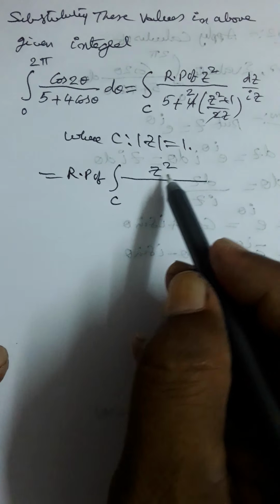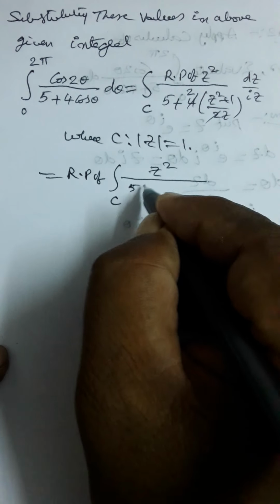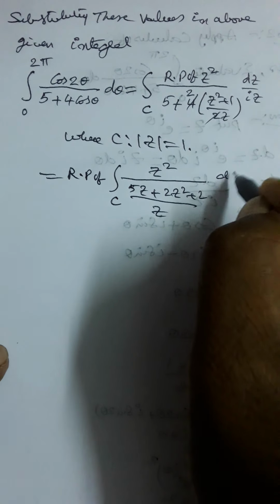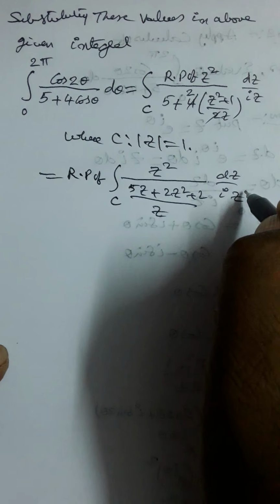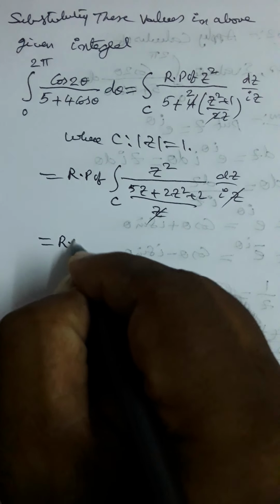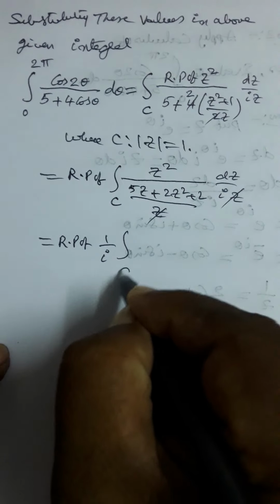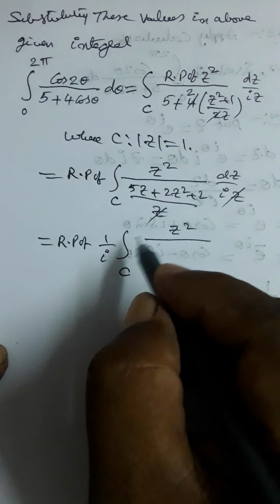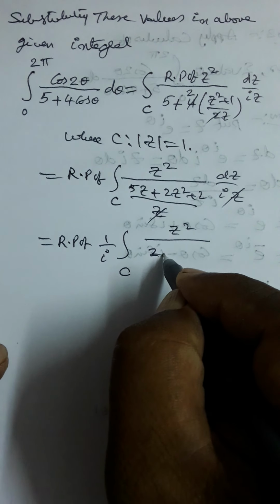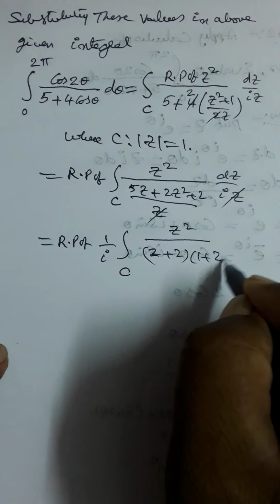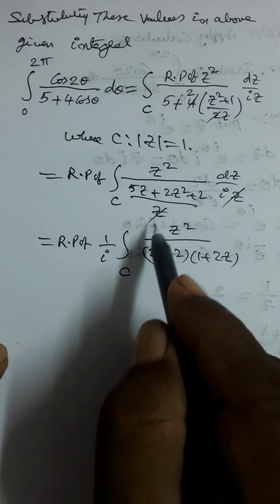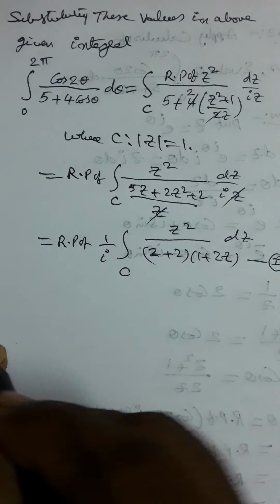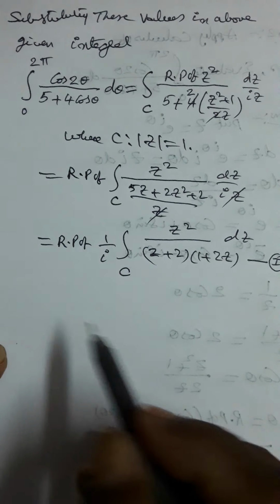This is equal to the real part of z^2 over the LCM, 5z + 2z^2 + 2, over z, times dz by iz. The z cancels. The real part of 1 by i times the integral over C of z^2 over the factors (z + 2)(1 + 2z) dz. Call this 1. We have to calculate this integral value.